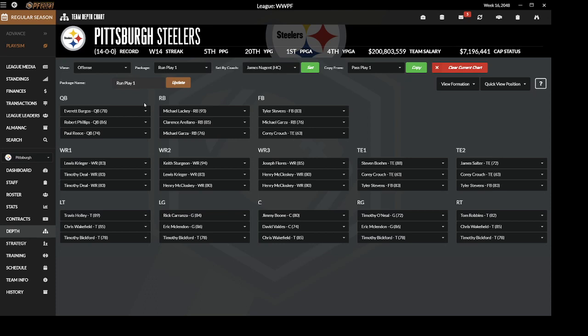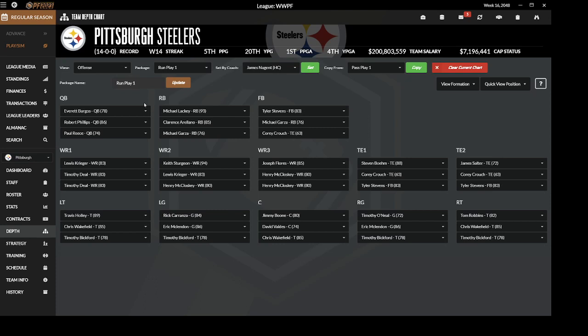So again, packages can be used for a lot of different purposes. I use them to rotate players on and off the field to keep people fresh. So I have run play one, which is my starters, pass play one, which is my starters for pass plays, and then I have run play two, which is the people who are rotating on to keep people fresh. So generically speaking, I've had more success by not rotating certain people. Like I don't rotate my quarterback. I do rotate my running back. I do rotate my fullback.